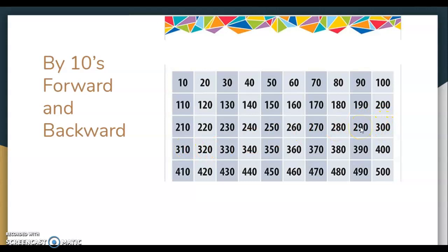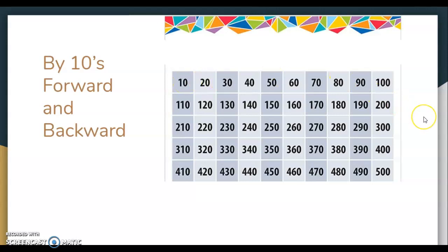300, 290, 280, 270, 260, 250, 240, 230, 220, 210, 200, 190, 180, 170, 160, 150, 140, 130, 120, 110, 100, 90, 80, 70, 60, 50, 40, 30, 20, 10.